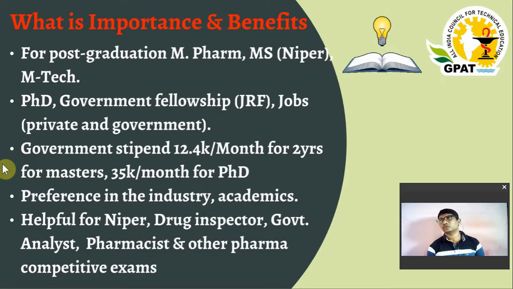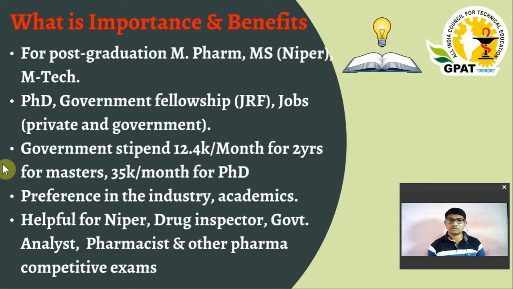Suppose you have qualified GPAT with a very good rank and you take admission for M.Pharm in a government college. The fees in government colleges are very low, 35,000 per year. So your master's will cost 70,000 and you will get a stipend of around 3 lakhs. 3 lakhs minus 70,000 is 2.30 lakhs. You will be in profit at the end of your master's. That means your master's course will be free of cost. If you are GPAT qualified with a good rank, your master's will be free of cost and there will be no burden of fees on your parents.